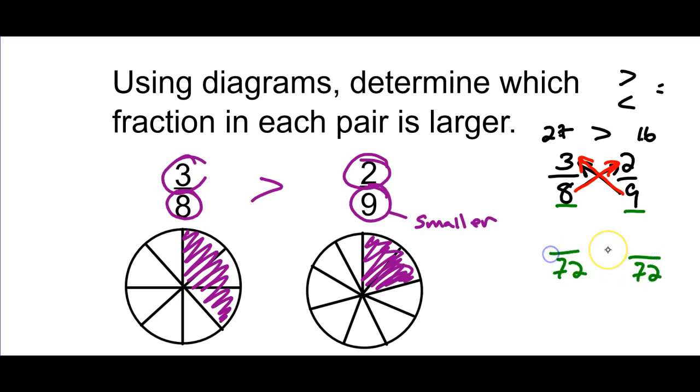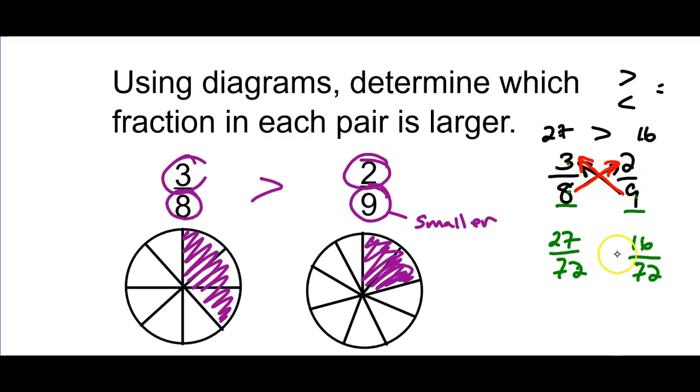That's my new denominator. What did I multiply 8 by to get 72? I multiplied it by 9. So I have to multiply the top by 9 and I get 27. What do I multiply 9 by to get 72? I multiplied it by 8. So I have to multiply the top by 8 and I get 16. And so these two fractions are equivalent to these two above them.